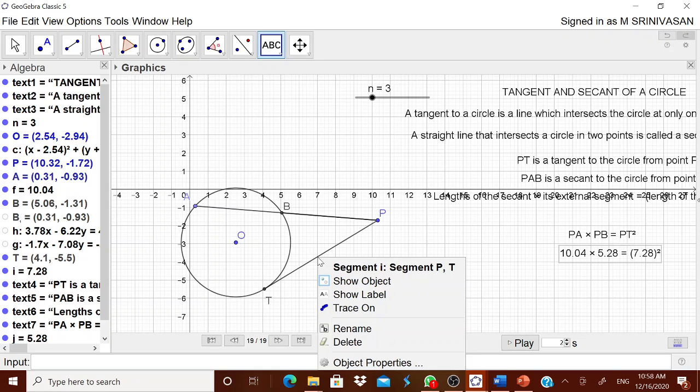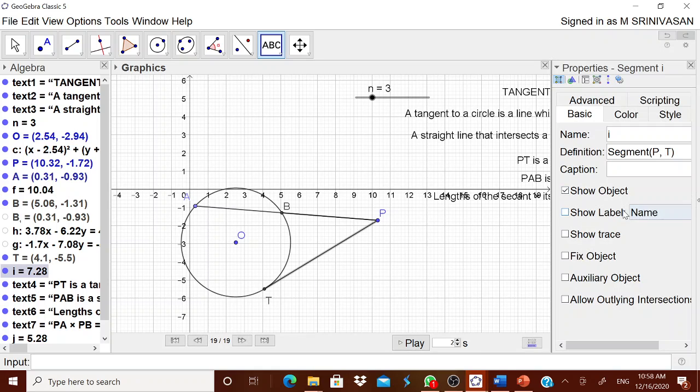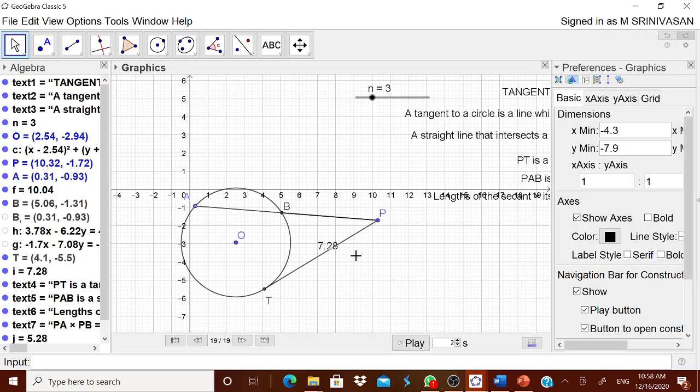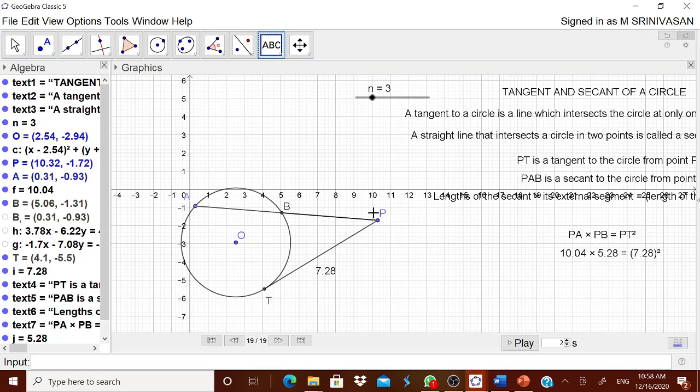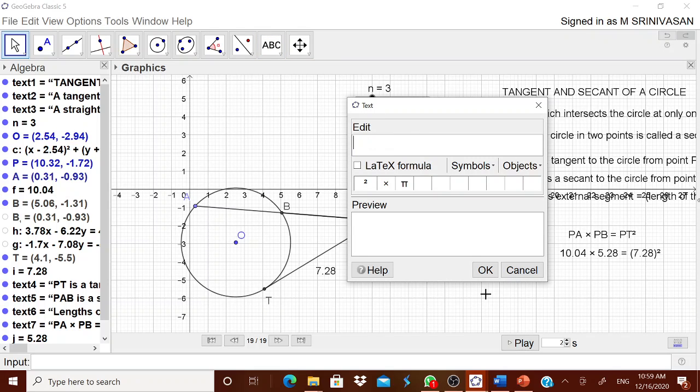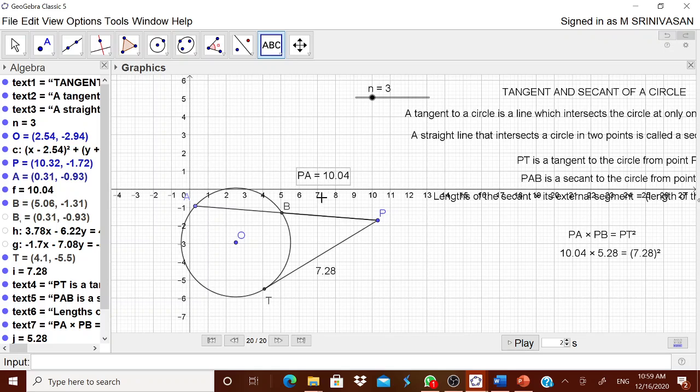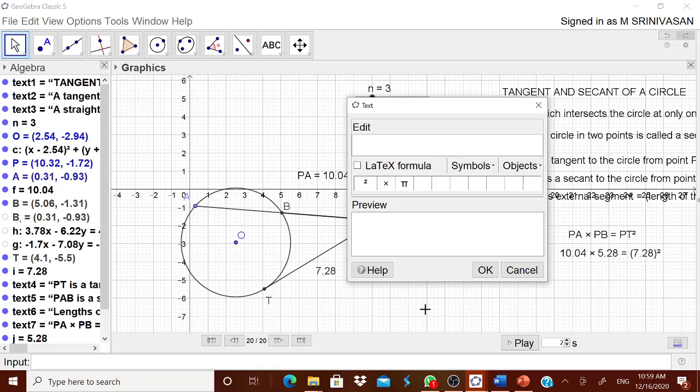Suppose the child wants to show it in the object properties, you can go for it. In that you can go for its value. Okay, it is showing it as 7.28. But remember, one thing you should be very careful here. PA and PB cannot be shown directly. For that, in that AB you can go, then you can show it to the children what is AB. PA is equal to, I think from that it is F, from F. Now I think you can put it over here. The child can visualize that this PA is 10.04. Once again you can write what is PB.